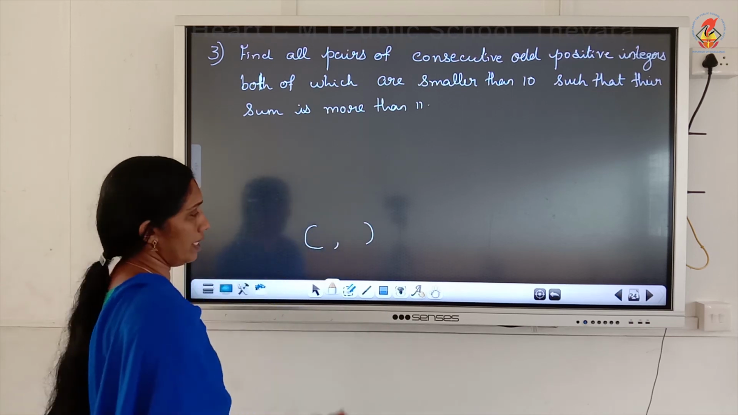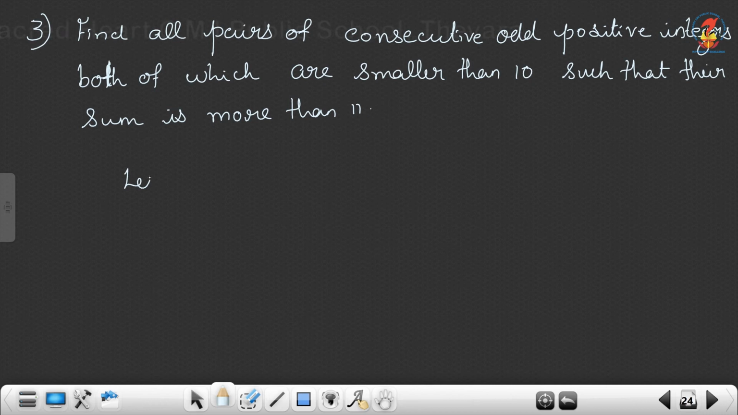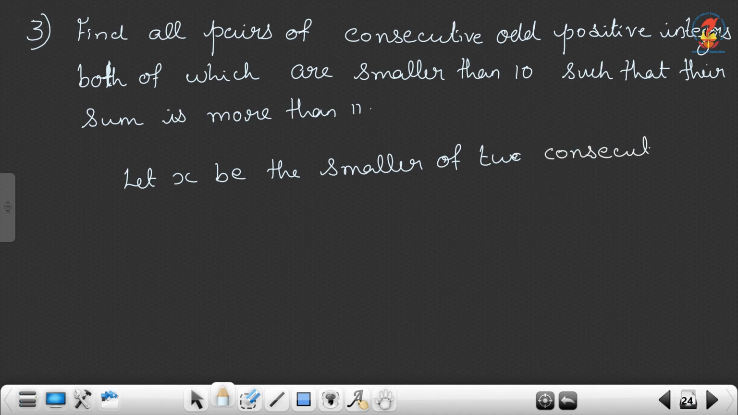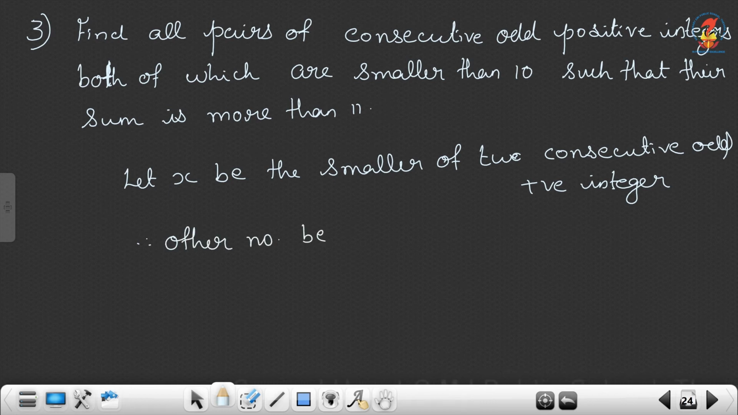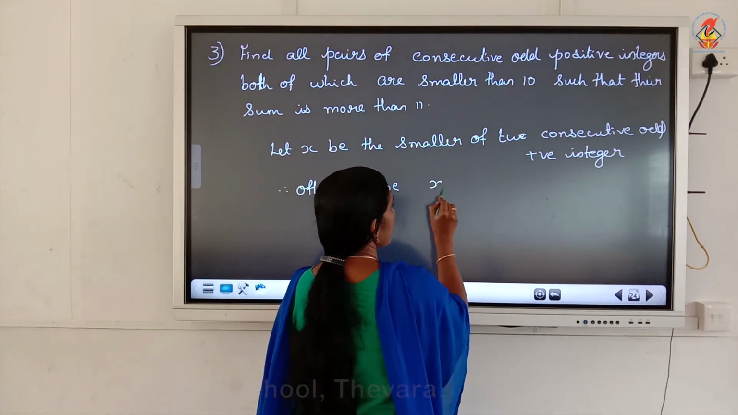So take the first number, let x be the smaller of two consecutive odd positive integers. So x be the first number, smaller one. So the other number be, what is the other number? X is the first smaller one of two consecutive odd positive integers. So next odd number be x plus 2.